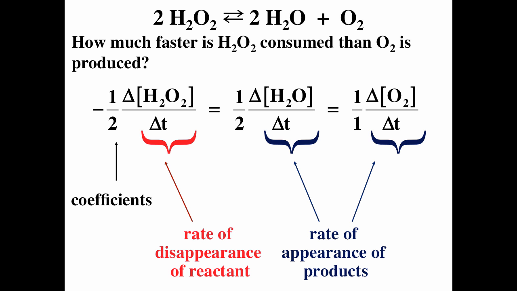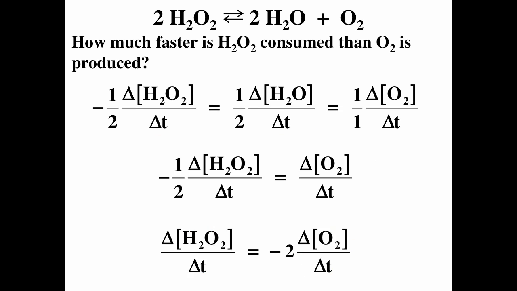Another way of doing it is you write down the unique rate. You look at the compounds you're interested in, and then you solve for what you're interested in, and we get the rate of change for the hydrogen peroxide is minus 2 times the rate of change for the O2. Now that minus is because the hydrogen peroxide is being consumed and the O2 is being produced. And so the rate of change for the O2 is positive, the rate of change for the hydrogen peroxide is negative.